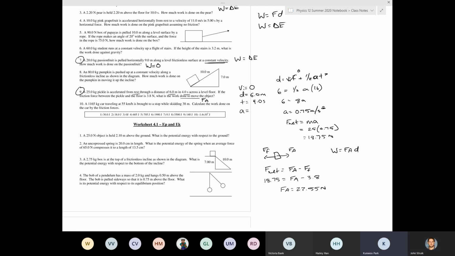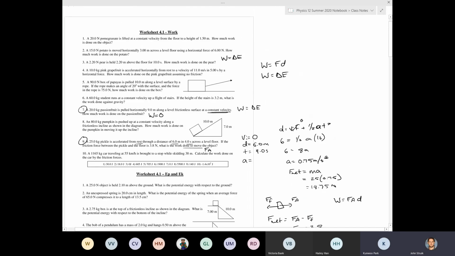Can you go over number 6 together? Number 6? Yeah. So the student runs at a constant velocity up a flight of stairs. So constant velocity means that delta EK is 0. It's not changing. If the height of the stairs is 3.2 meters, what is the work done against gravity? So in this case, the work done is a change in EP, delta EP. The student starts at the bottom of the stairs, so the EPI is 0. The EPF is not 0, it's going to be MGH. So all I need to do is work equals MGH.